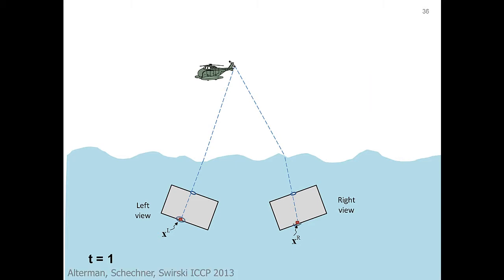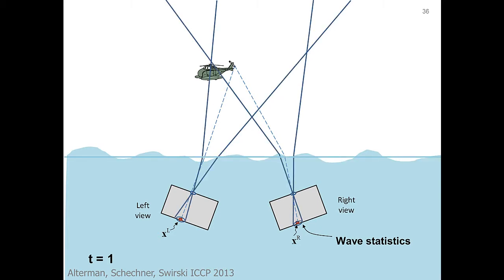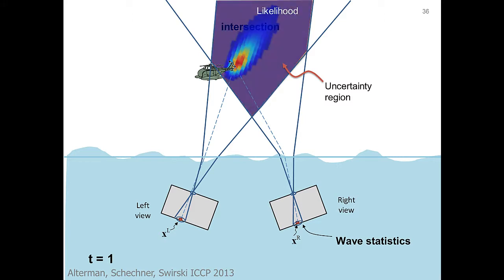But we know that x flat is somewhere around the distorted pixel x, based on wave statistics. By back projecting from both views through the flat surface, we obtain the possible region for object 3D location at the intersection. Since we have a distribution around x, we actually obtain a likelihood function in 3D. The estimated location is the location of the maximum likelihood.